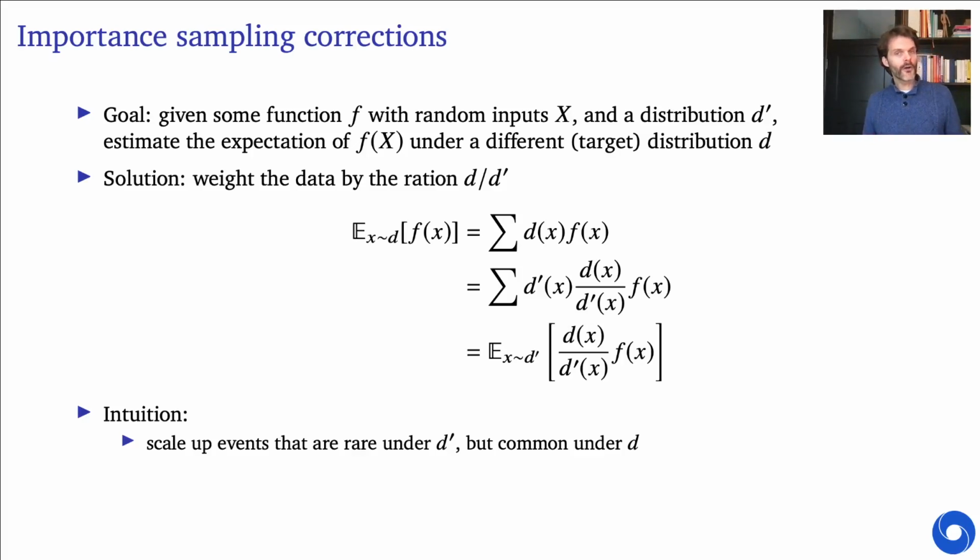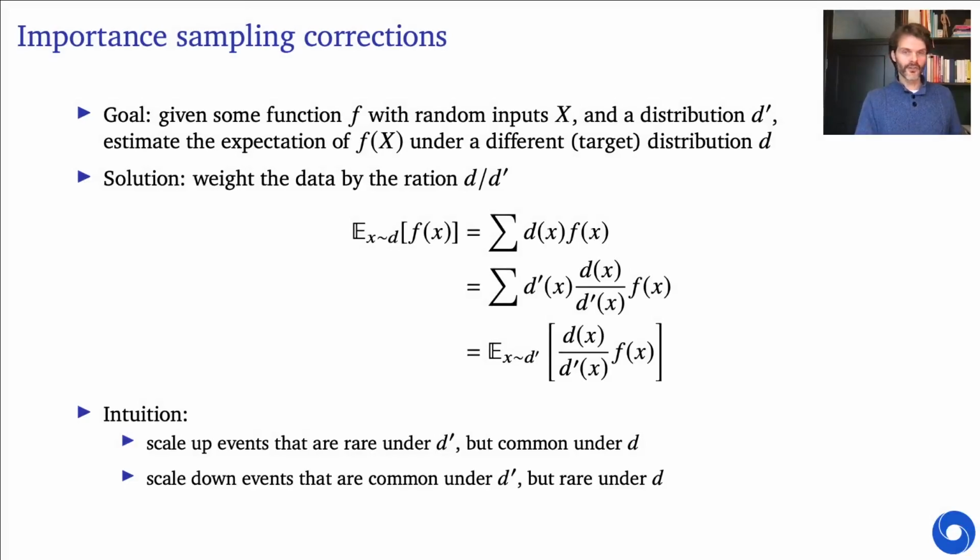And if things only very rarely happen, they're only very rarely sampled in your data, but they would be very common under the distribution that you care about, then obviously you should scale them up in some sense, right? And of course, conversely, if they're very common under your data distribution, but they would be very uncommon, or maybe even would never occur, D can be 0, that's okay, then you would scale them down.